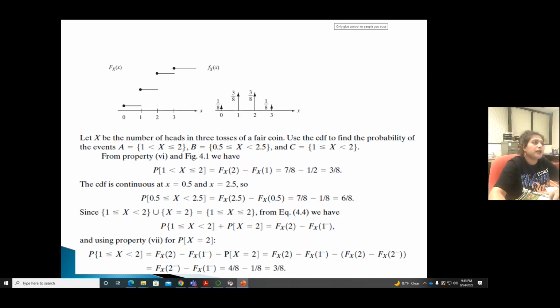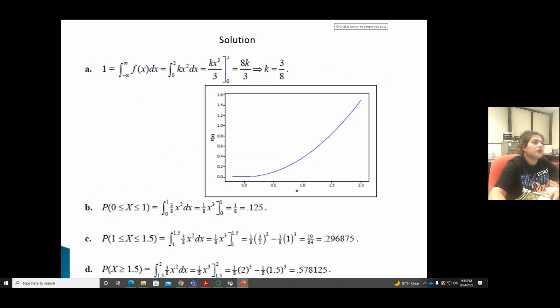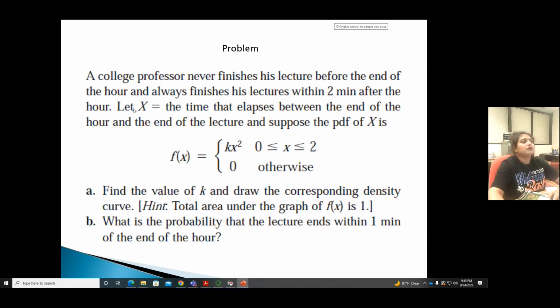So finally, we come to PDF, and you can see that there are quite a lot of examples of PDF. The college professor never finishes his lecture before the end of the hour and always finishes his lecture within 2 minutes after the hour. So you have the f(x), find the value of k, and then what is the probability that the lecture ends within 1 minute?